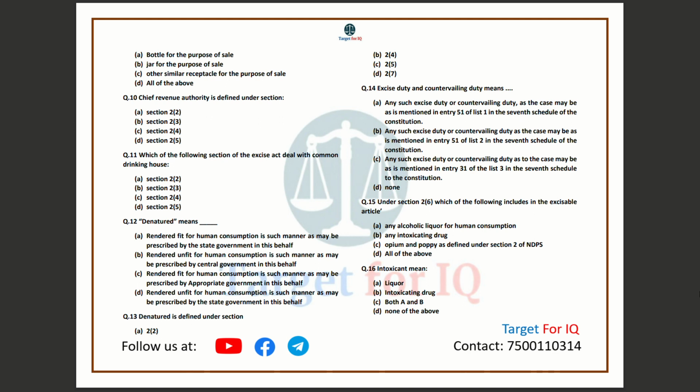Question number 14. Excise duty and countervailing duty means option A any such excise duty or countervailing duty as the case may be as is mentioned in entry 51 of list 1 in the 7th schedule of the Constitution. Option B any such excise duty or countervailing duty as the case may be as is mentioned in entry 51 of list 2 in the 7th schedule of the Constitution. Option C any such excise duty or countervailing duty as the case may be as is mentioned in entry 31 of list 3 in the 7th schedule to the Constitution. Option D none of the above.